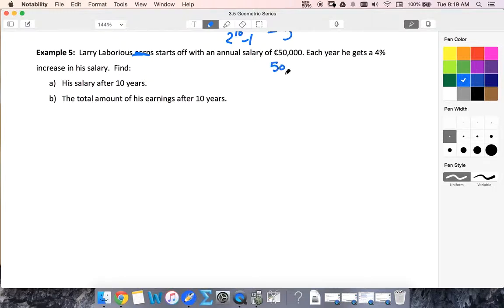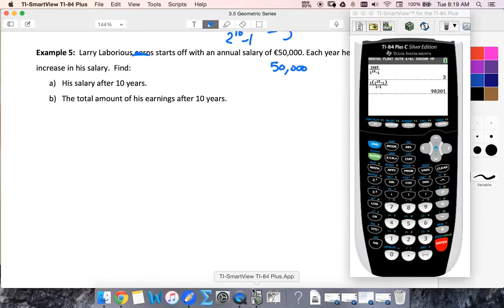He's going to start at 50,000, and then at the end of his first year he gets a 4% increase. Well, if I just did 50,000 times 4 divided by 100, because that's 4%, that would mean that his increased salary is 2,000, so his new salary is 52,000. So he gets 100% of his old salary plus 4% more. So instead of just saying 4%, it's actually that he's getting 104%.